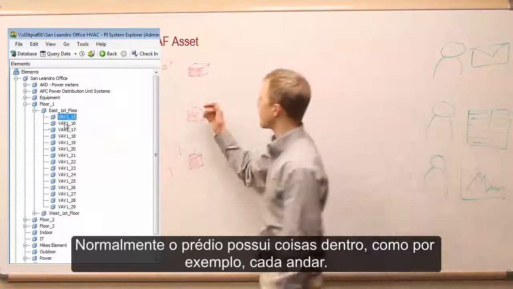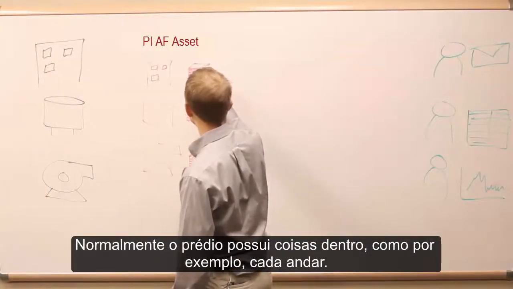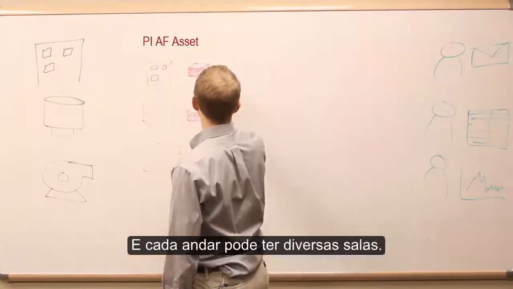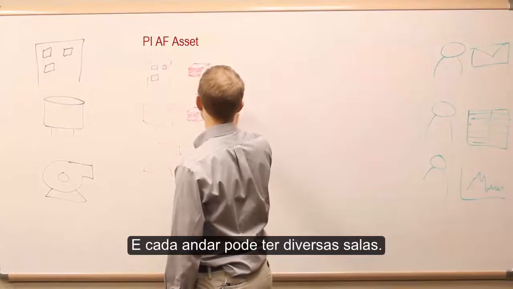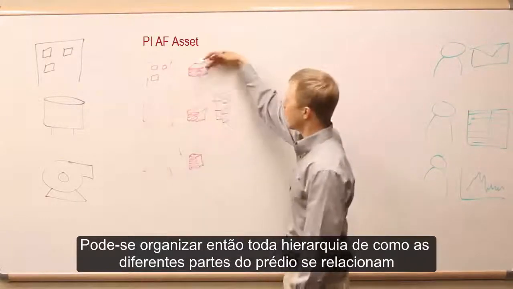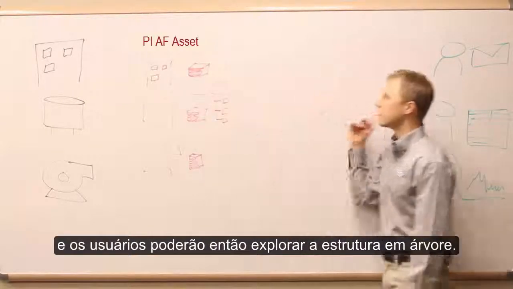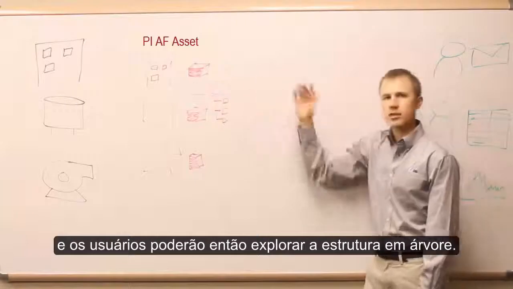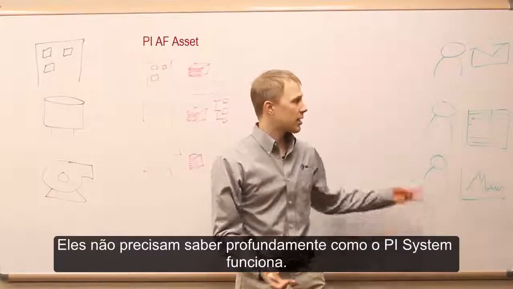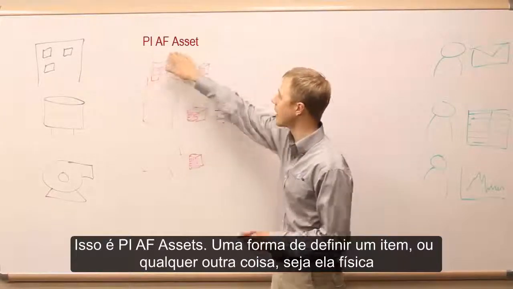Often a building will have things inside of it, like maybe each floor, and then each floor will have a set of rooms on it. We can organize the whole hierarchy of how the different pieces of the building fit together. Then the users can look at that tree and browse it, and all they need to know is how the building is organized. They don't need to know anything in particular about the depth of the PI system. Okay, so that's PI AF assets.